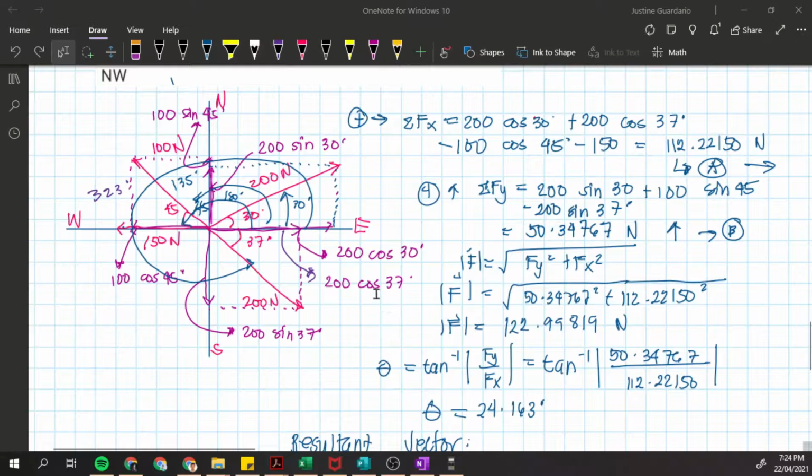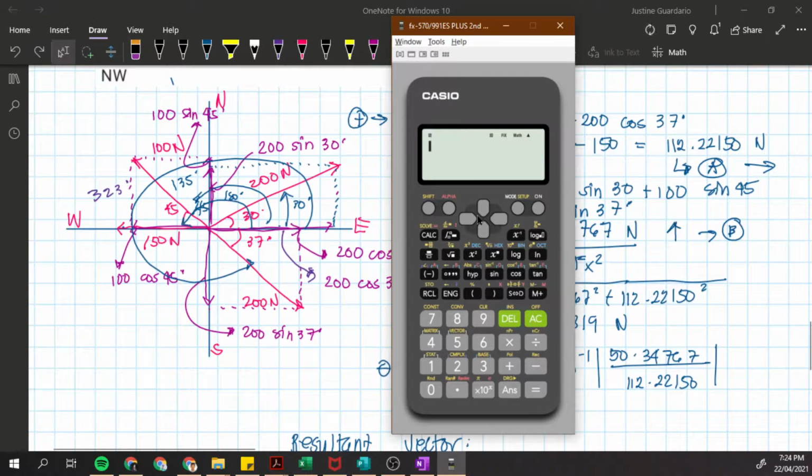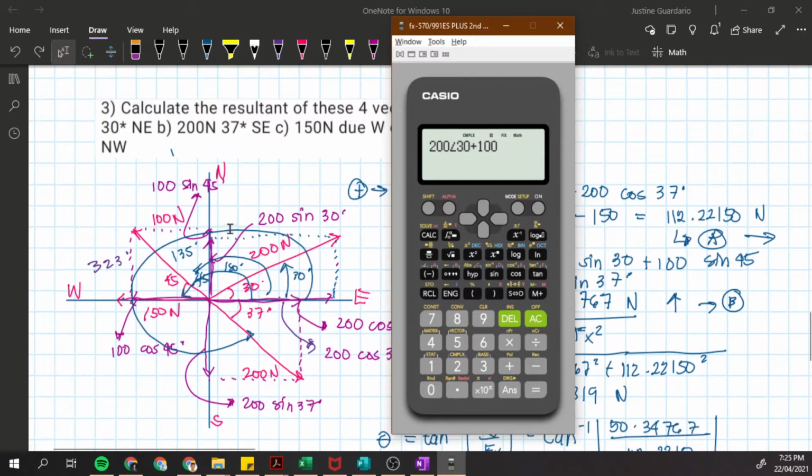So, by using our complex calculator, okay, shift, punta tayo sa mode niya na complex, then we add those vectors. We start with our first vector na 200 Newton. Ang angle niya ay 30 degrees. So, we just click this angle. Okay, shift tapos itong may negative sign. Then we input 30 degrees. Tapos add natin yung second vector natin na 100 Newton na merong 30 degrees northeast, which is may angle na 135 degrees.